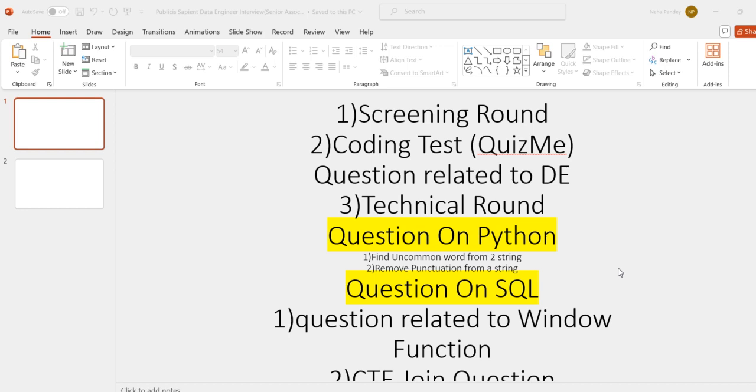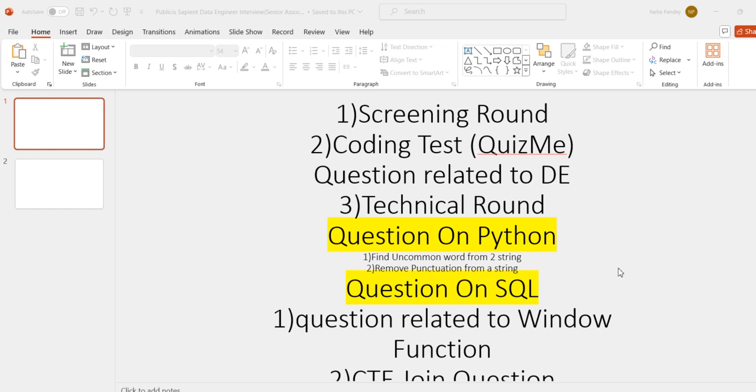First was to find the uncommon words from two strings. Although I was proficient in Scala, they asked me to write in Python, so I wrote that. They gave two strings, and in those strings you need to find the uncommon words. They wanted the minimum time complexity and space complexity for that.